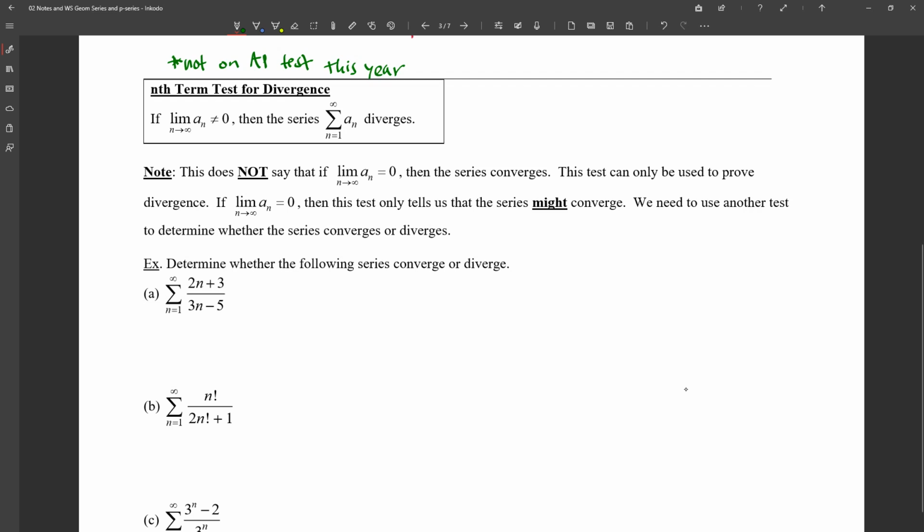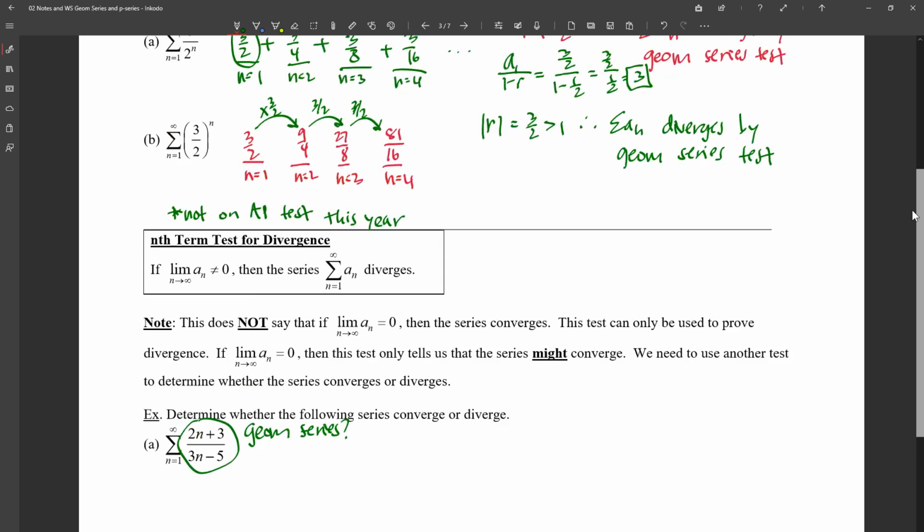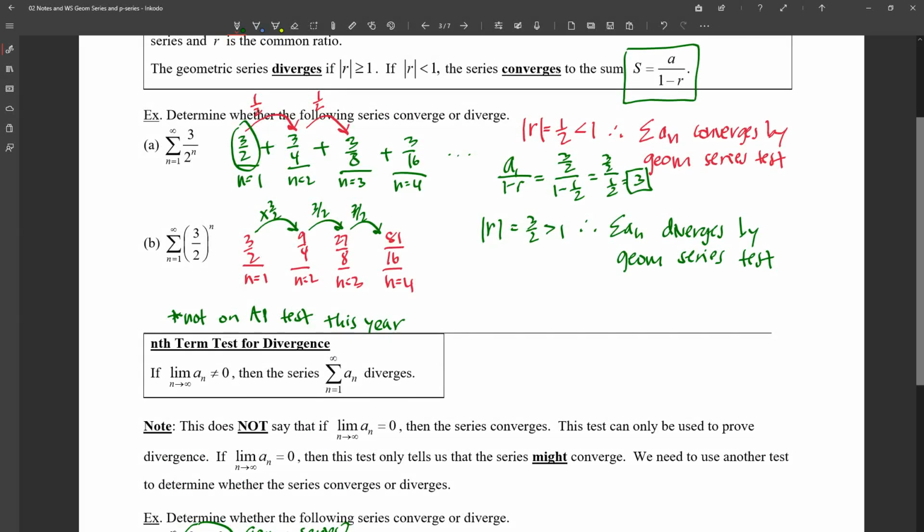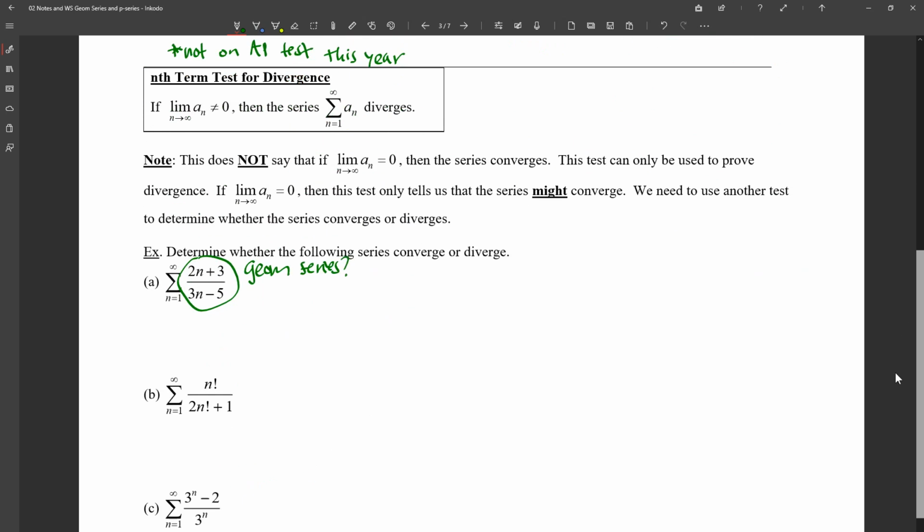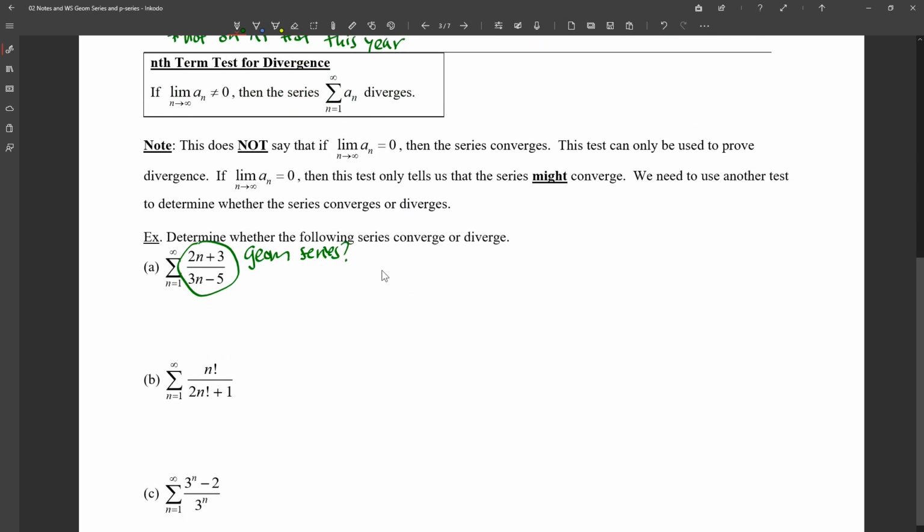Now the first thing we want to do is look at the series and make sure it's not a geometric series. Because if it's a geometric series, then we just use the geometric series test. That's the easiest thing to do. But if it's not a geometric series, I could do the sequence of partial sums, but that takes so much time. So let me use the nth term test for divergence to see if this series converges or diverges.